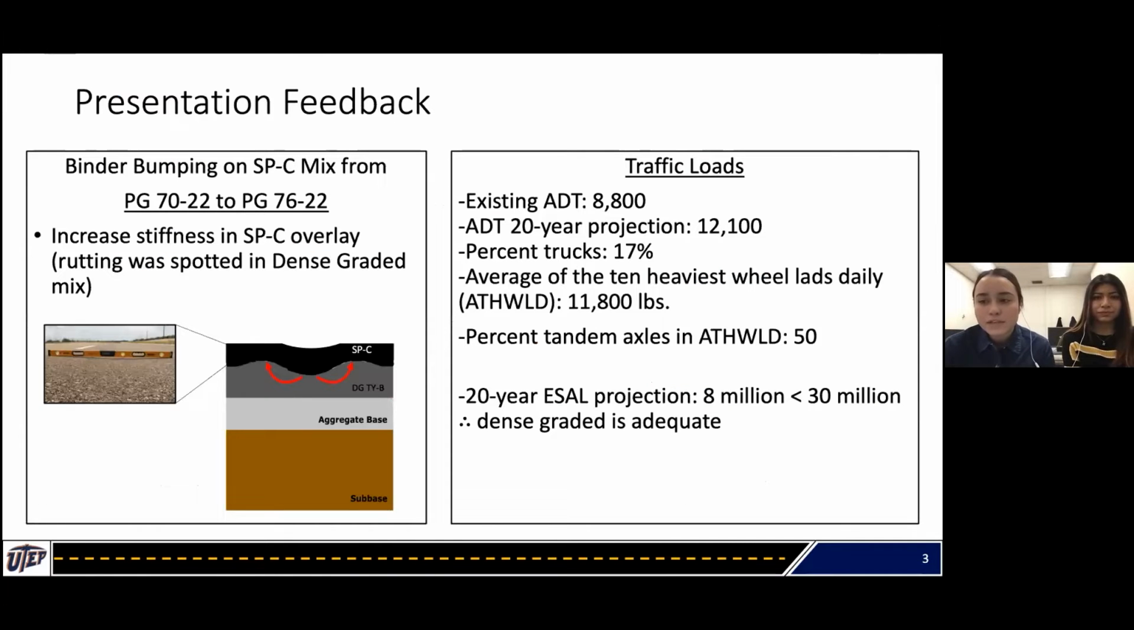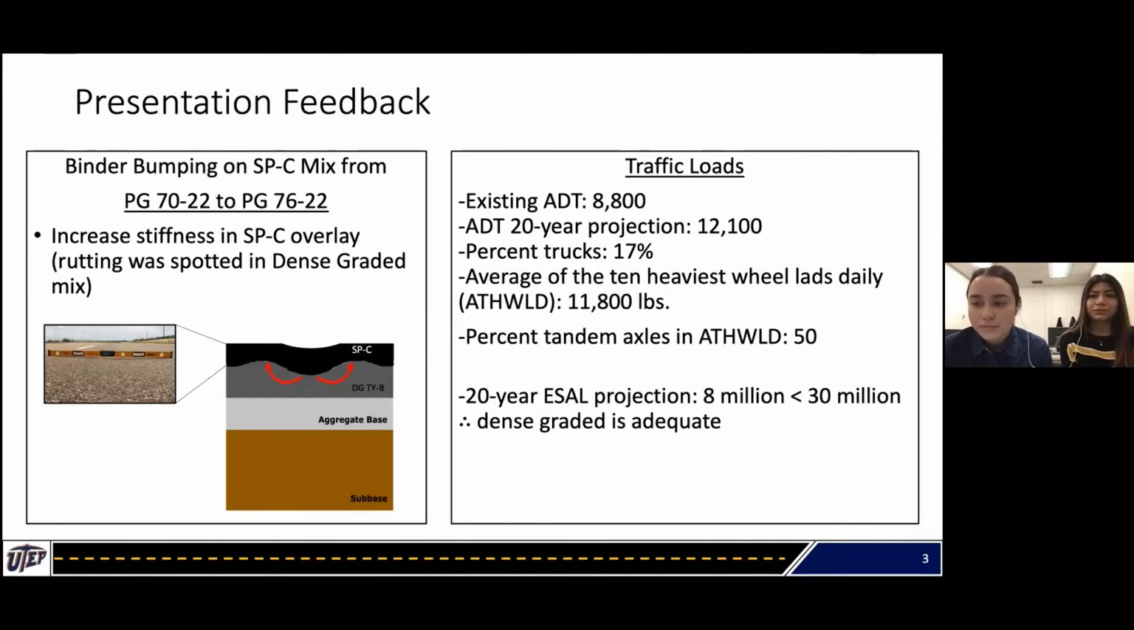To briefly address the feedback on our presentation from last week, we determined that the binder bumping in the superpave layer was due to increased stiffness of the top overlay. Perhaps rutting was observed in the dense gradient mix when it was exposed to traffic for 6 to 12 months and the superpave layer settled into the ruts of the dense gradient mix.